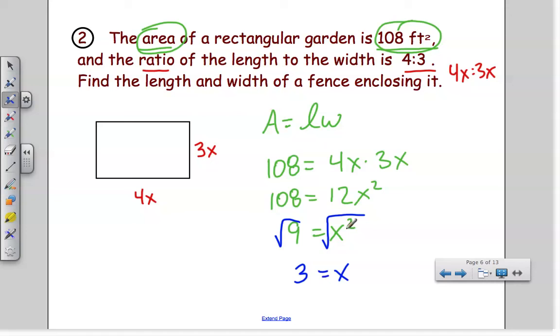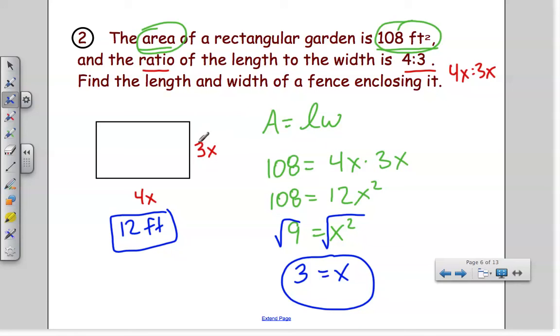And I'm almost there. I just need to find the length and the width. If x is 3, then this would be 4 times that 3, or 12, we're talking feet again, for the length. And 3 times 3, this would be 9 feet for the width. And let's check, is the area really 108? Well, 12 times 9 is 108, and we're good to go. So again, using that generalized ratio to help me find a length and width.